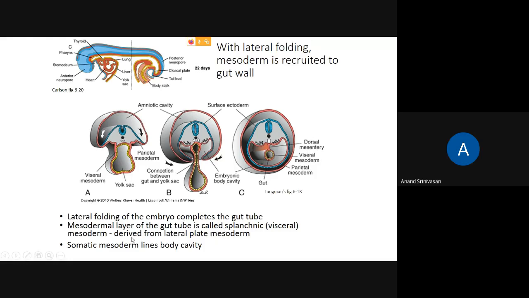The mesodermal layer of the gut tube is called splanchnic, or the visceral part, which is derived from the lateral plate mesoderm, and the somatic part, which is close towards the body cavity, that is parietal. And here you can see there is a dorsal mesentery.